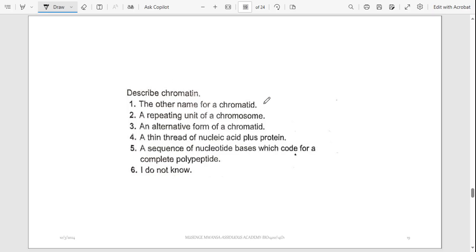Describe chromatin. The other name for chromatid: is that true? No. A repeating unit of a chromosome: is that true? No. An alternative form of a chromatid: is that true? No. A thin thread of nucleic acid plus protein: is that true? Yes. A sequence of nucleotide bases which code for a complete polypeptide: no. So chromatin is basically nucleic acid, which is DNA, around histones.